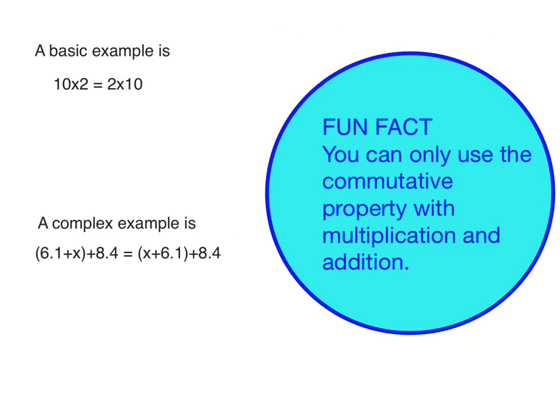A basic example is 10 times 2 is equal to 2 times 10. A complex example is, in parentheses, 6.1 times x plus 8.4, which is equal to, in parentheses, x times 6.1 plus 8.4. A fun fact is, you can only use the commutative property with multiplication and addition.